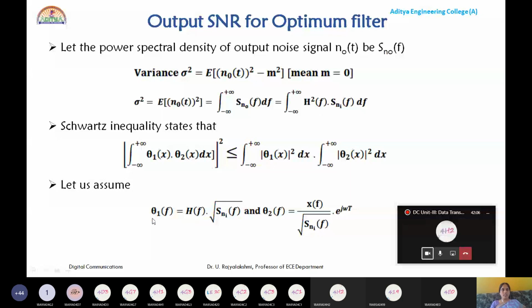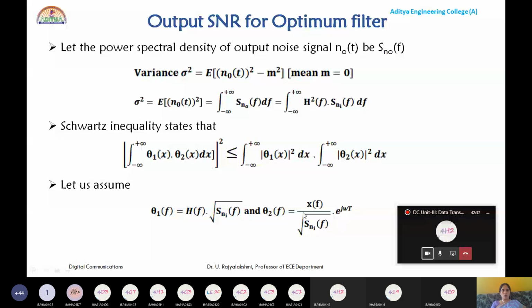See, if you take theta 1 of f whole square in the denominator, you will get h square of f into Sni of f, as the square root gets cancelled here. So in order to get the variance in the denominator, we are taking theta 1 of f square in the denominator and the product of these two in the numerator.